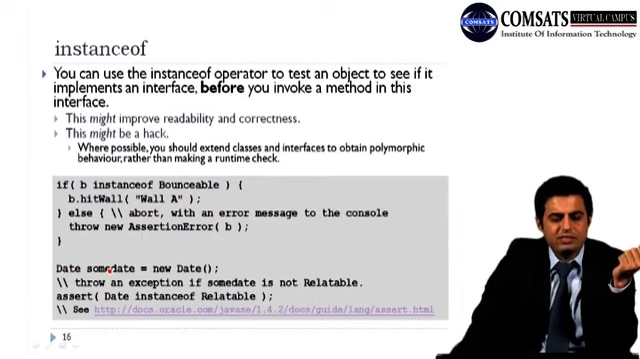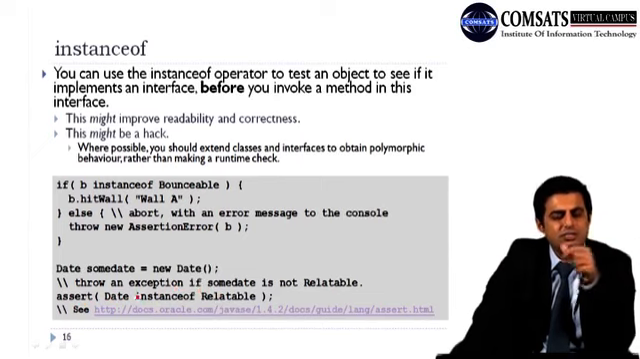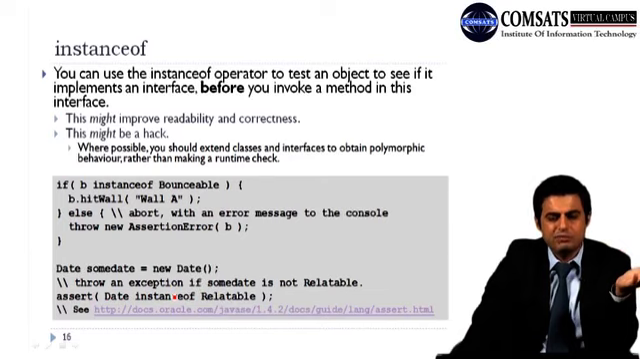Similarly, we have some date, a new date, and we throw an exception if the date is not Relatable. So what we are doing is checking whether the date is an instance of Relatable. This instanceof will tell you if the date is an instance of Relatable. If it is not, then of course a new exception will be thrown, and you can handle it in the exception handler code.